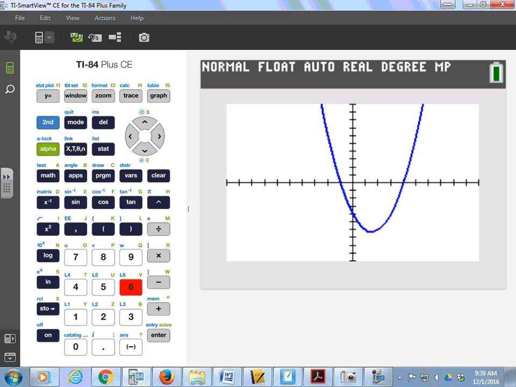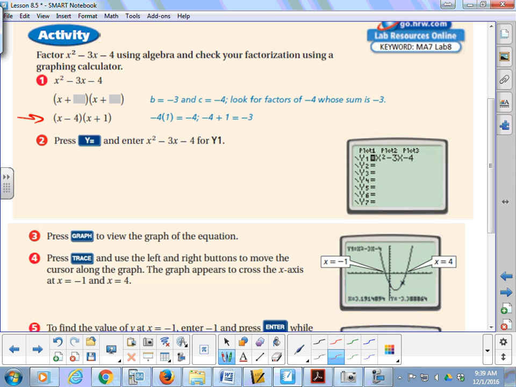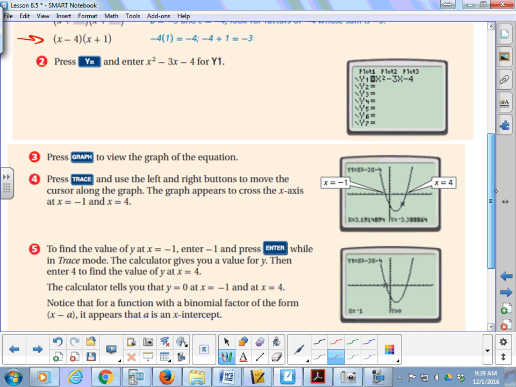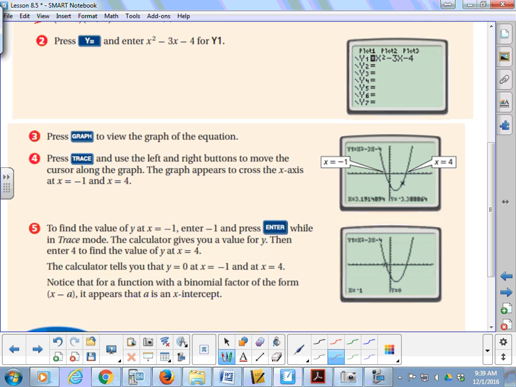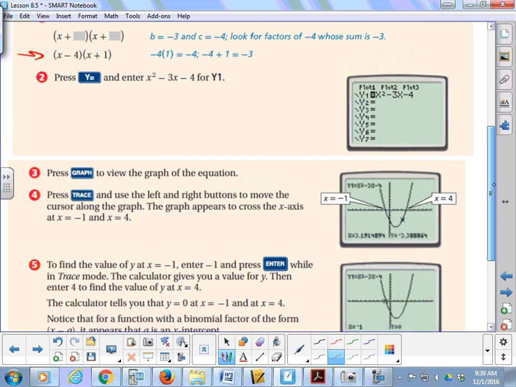Now, the key to this is notice where does the graph cross the x-axis? And this is actually going to help us for chapter 9 too. Where does it cross the x-axis? Okay, negative 1 and positive 4. So if we go back and look here, at negative 1 and positive 4, it crosses the x-axis.